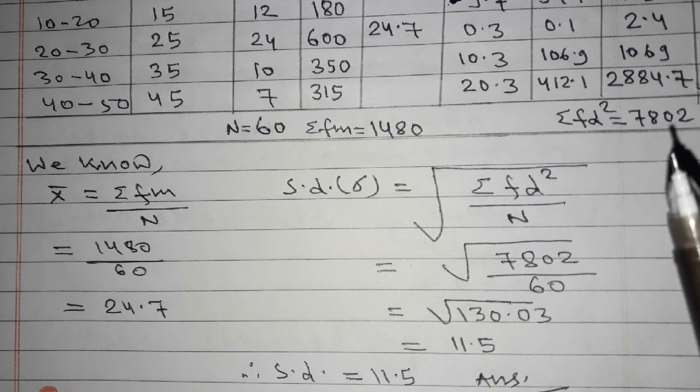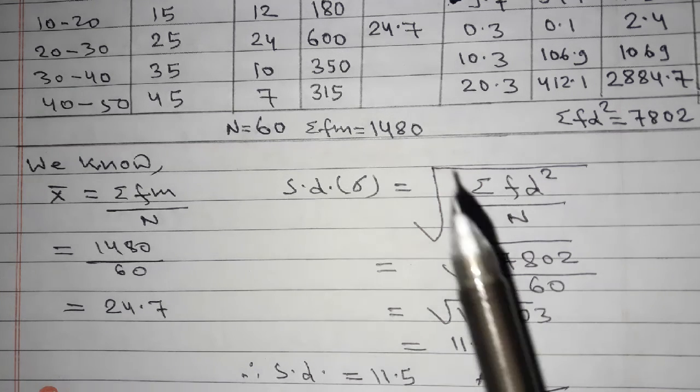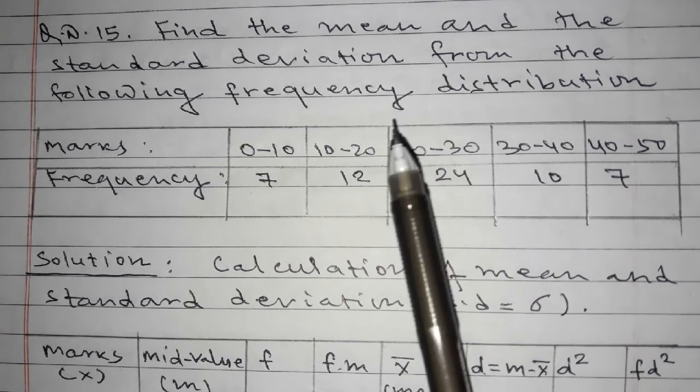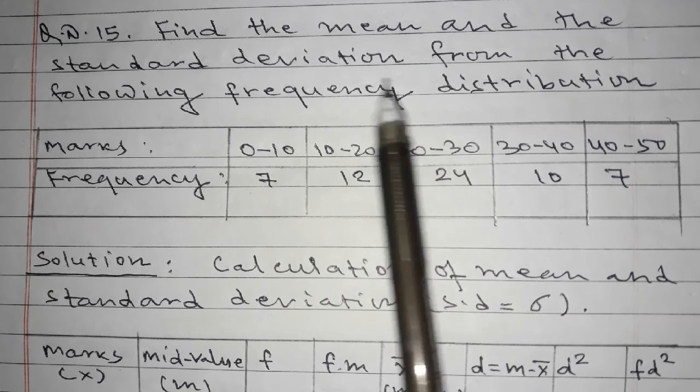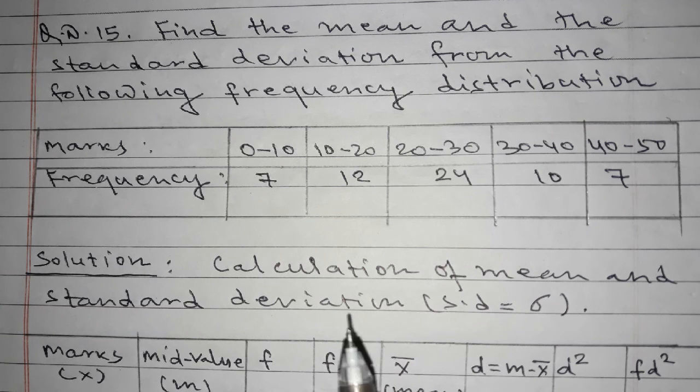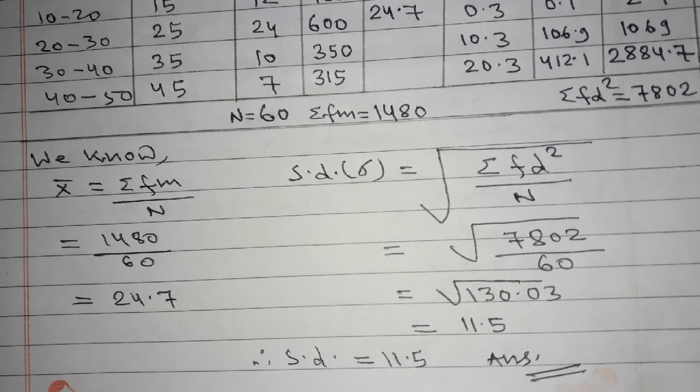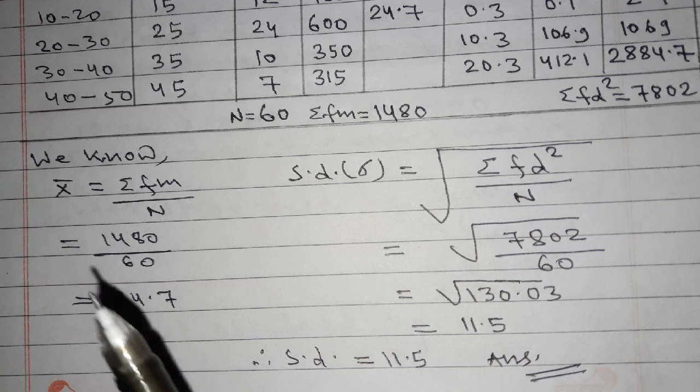The value of summation f d squared is 7802. The value of N is 60. 7802 divided by 60, we get 130.03. The square root of 130.03 is 11.5. Therefore, standard deviation is equal to 11.5. According to the question, mean and the standard deviation of the given frequency distribution are 24.7 and 11.5, which are the required values of mean and standard deviation.